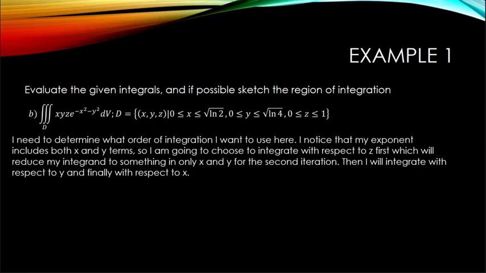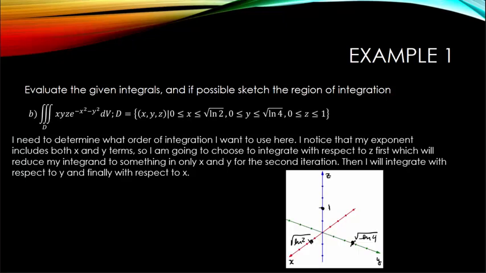Then I integrate with respect to y, and finally with respect to x. I'm going to sketch my region first. So I set up my coordinate axes with the key intercept points marked on x, y, and z at x is equal to the square root of the natural log of 2, y is equal to the square root of the natural log of 4, and z is equal to 1.